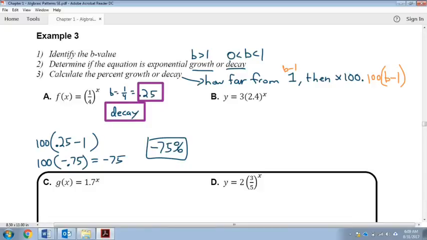So letter B. 3 times 2.4 to the x. So first of all, identify the b value. In this case, the b value equals 2.4. Since the b value is greater than 1, like over here, it's growth.